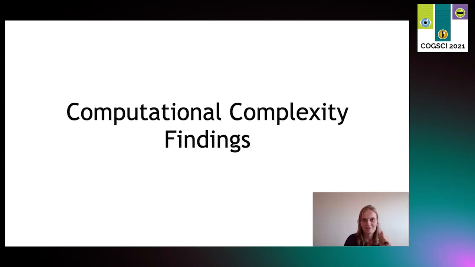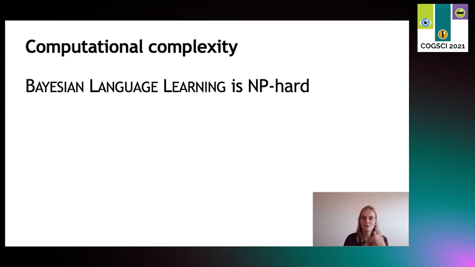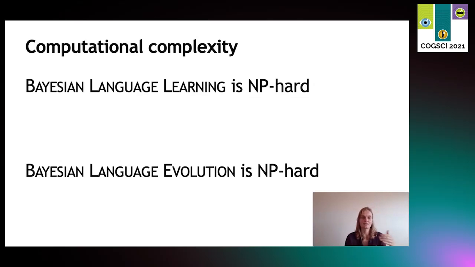Okay, now that we have our formalization complete, let's have a look at what we found in terms of the computational complexity of these models. We found, first of all, that Bayesian language learning is NP-hard, so it's intractable, and that has as a consequence that Bayesian language evolution is also NP-hard, because Bayesian language learning is a sub-process of Bayesian language evolution.